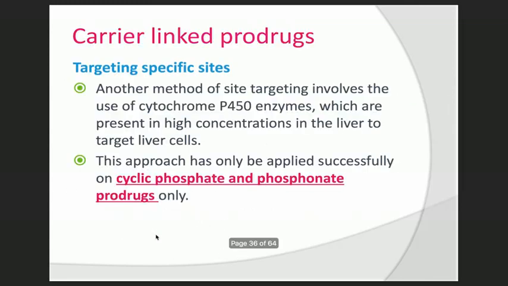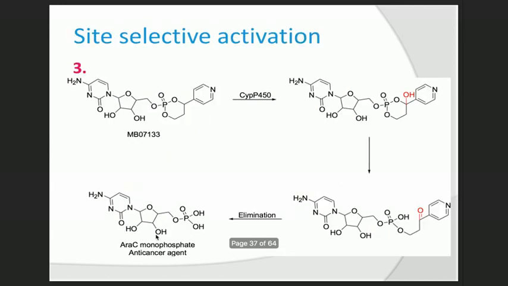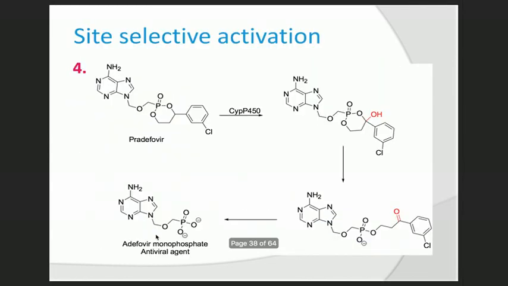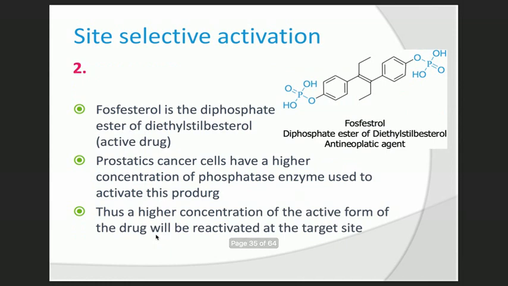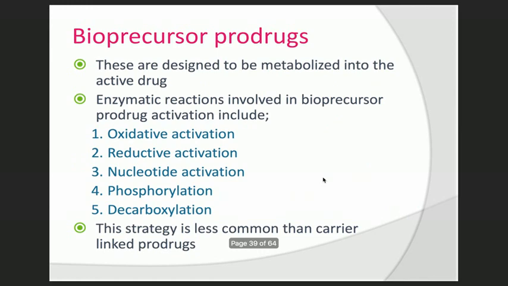And here we have a phosphate ester, and we know that this type of ester will be broken in the cancer cells. They have lots of phosphatase enzymes. And then afterwards we have the bioprecursor prodrugs. I didn't include that much. This is not that important, but I'll include it in the order. Okay, all right, let's stop here.